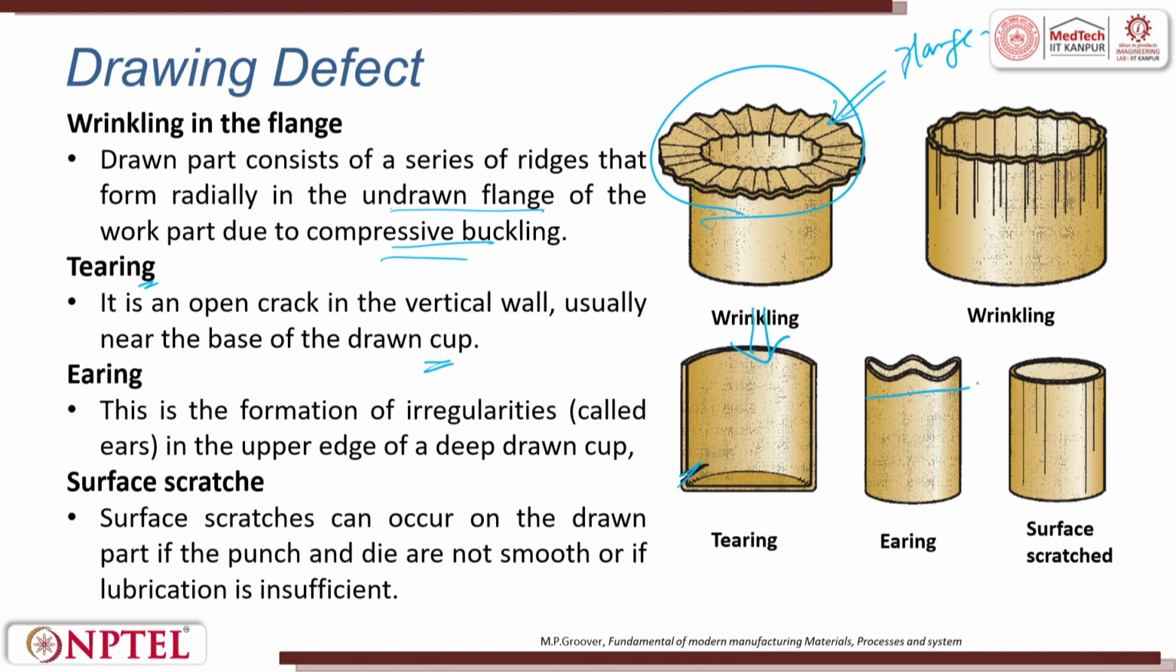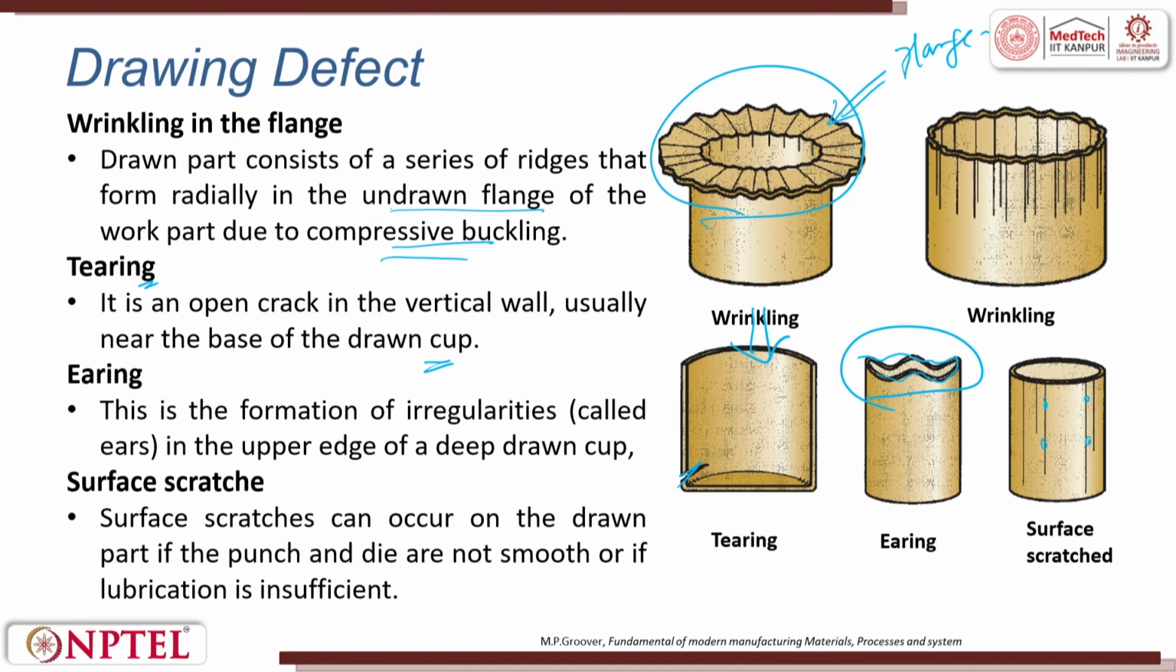Earring means you don't have a straight top, you will have something like an ear created. It is the formation of irregularities in the upper edge of the blank or the flange of a deep drawn cup. Then surface scratches. Surface scratches come from friction, and if there is an improper finish of the die and the punch, it creates scratches which increase the friction.